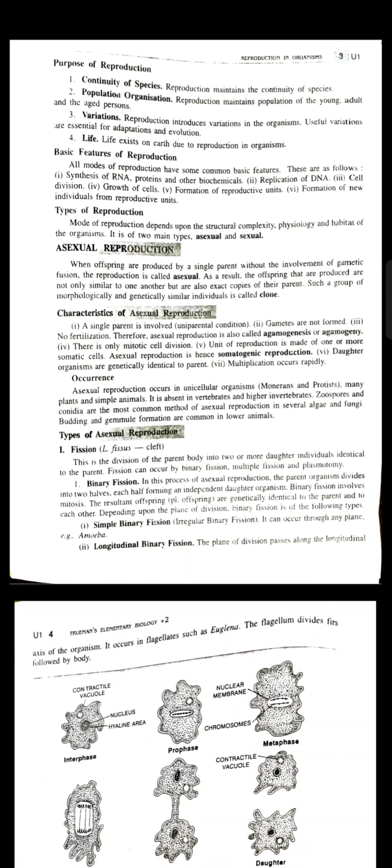Daughter organisms are genetically identical to the parent. The multiplication occurs rapidly. Where does it occur? It occurs in monerans, protistans, that is, unicellular organisms, many plants and simple animals.